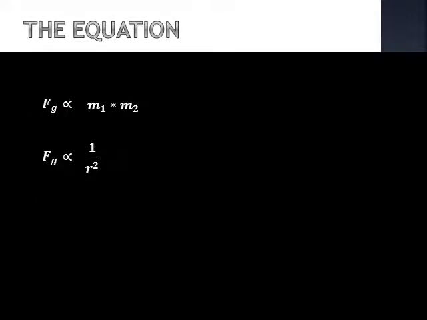Now you don't take the distance between the 2 objects and divide by 2 in order to find the radius. The distance that's given is the radius as it's orbiting around. So Sir Isaac Newton took these 2 relationships and he developed his equation where the force of gravity was going to be equal to mass 1 times mass 2 divided by radius squared.